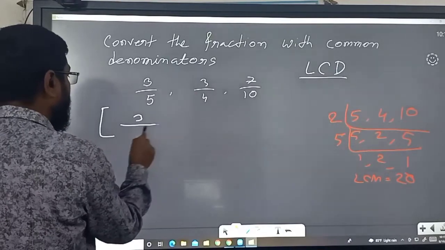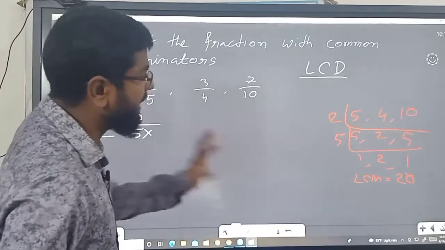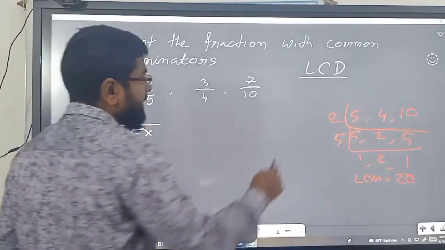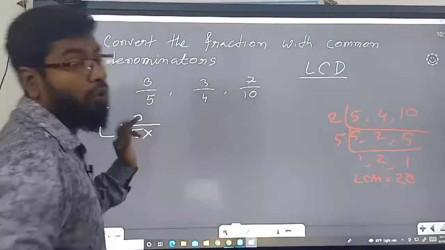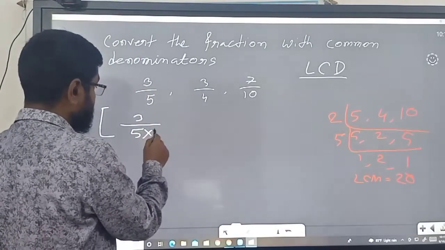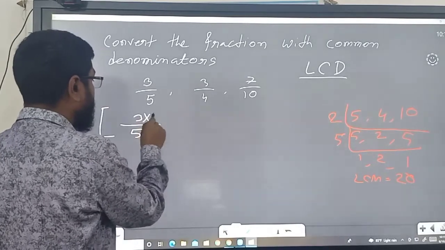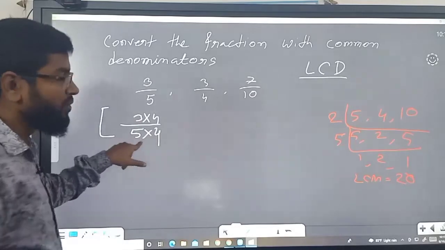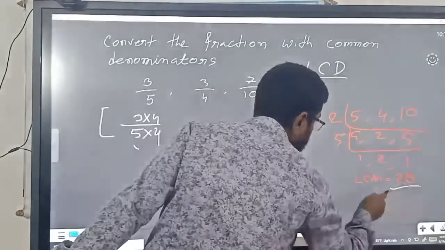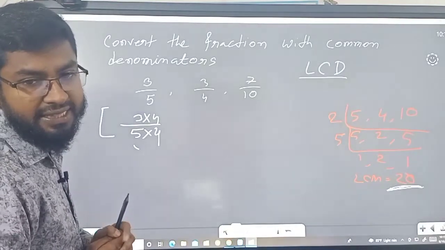And for 3 by 5, the 5 should be 20. With 5, what will I multiply to make it 20? We will multiply up and down by 4 because we need to make it 20. 20 is the LCM.